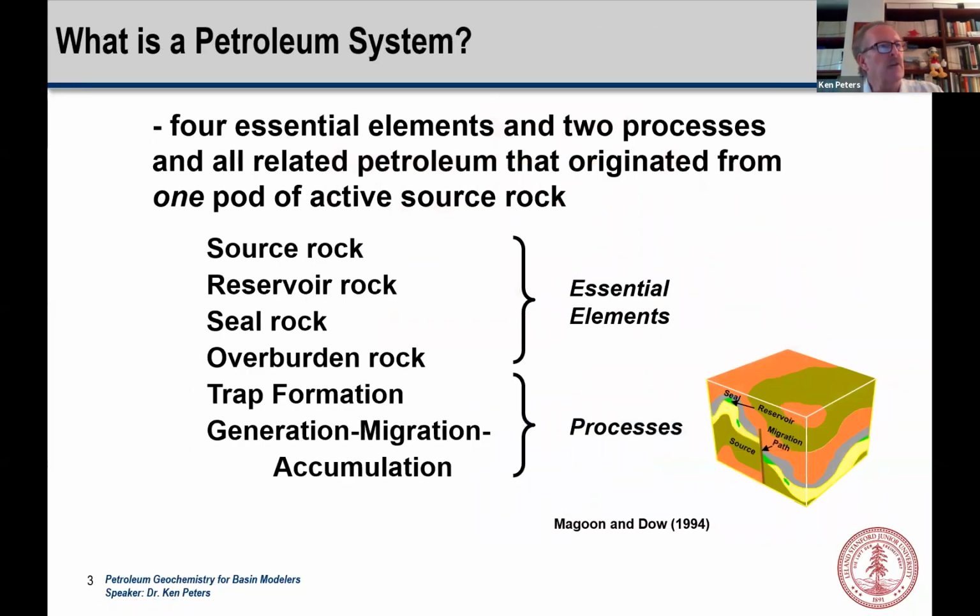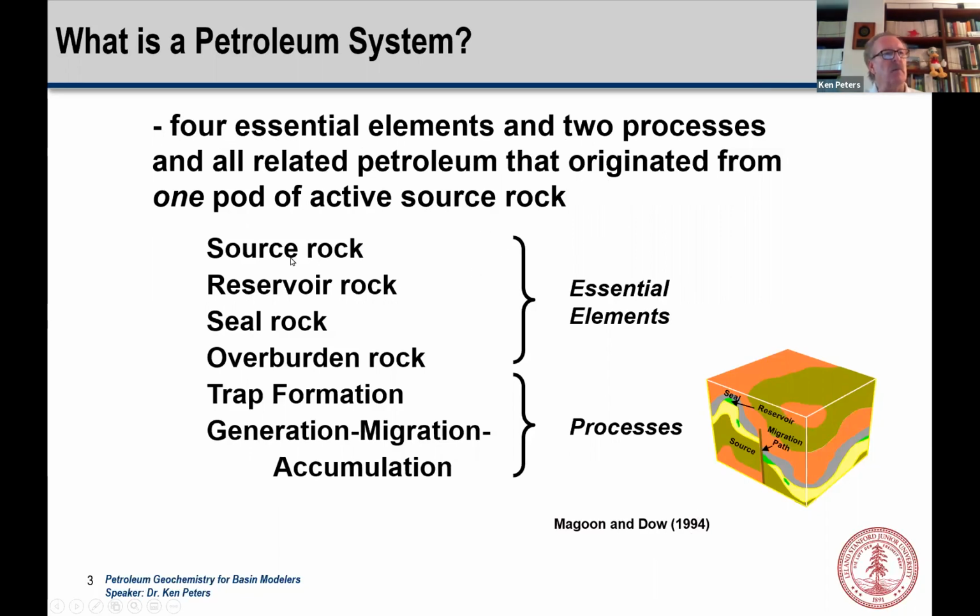Now, I want to start off the lecture here with a short definition. The term petroleum system is used by a lot of people in our industry. Unfortunately, it's probably one of the most misused terms that we deal with. It's actually quite rigorously defined. Les Magoon and Wally Dow define it quite nicely in their 1994 book. There are 4 essential elements and 2 processes in a petroleum system, and it consists of all the related petroleum that originated from one pod of active source rock, that is thermally mature source rock.